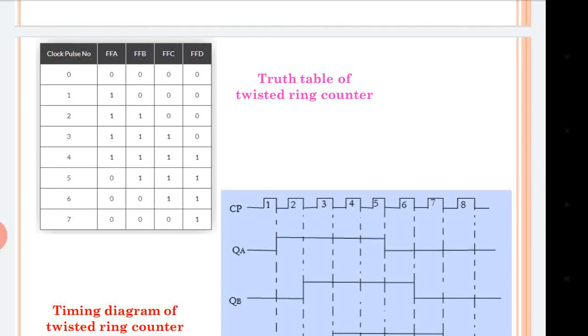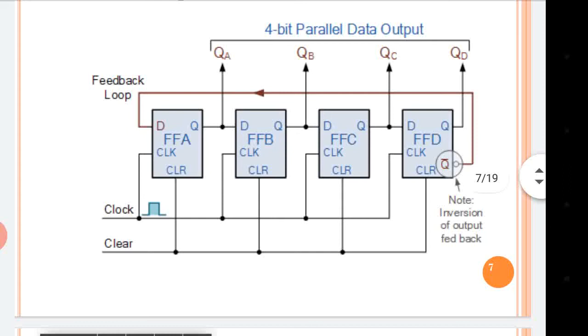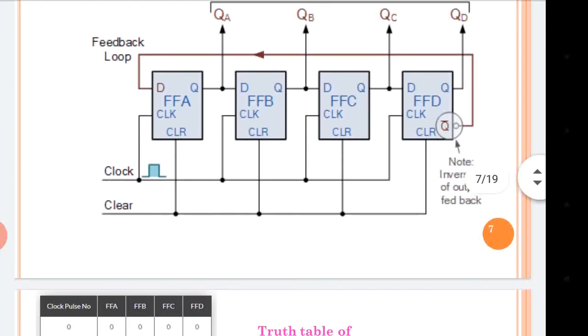Initially all are 0 as I told you, but QD bar is connected to the flip flop A, that means the flip flop A will be set, that is 1, and flip flop B, C and D will remain reset. So QB, QC, QD will be 0. Next time you will observe QD is 0 and QD bar is 1. So QD bar is still applied to DA. So for the next clock pulse also QA will be 1. But the instant when the clock pulse was applied, at that instant DB was also 1. So QB will also become 1.